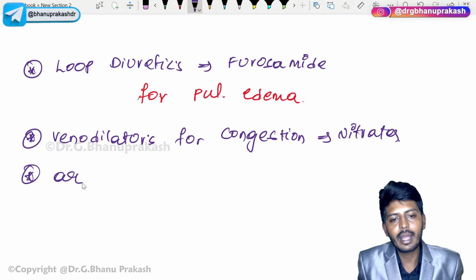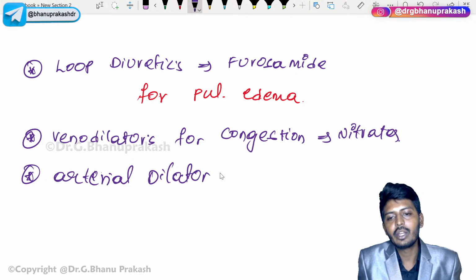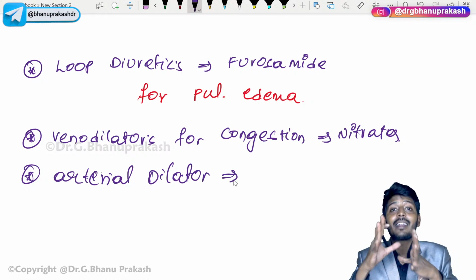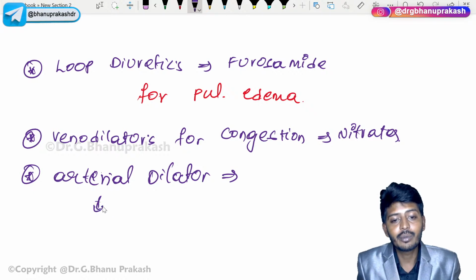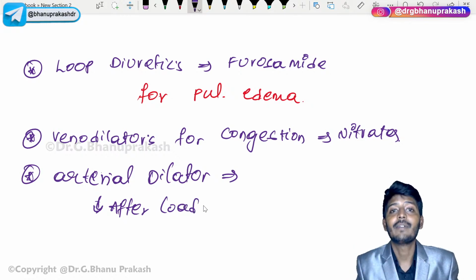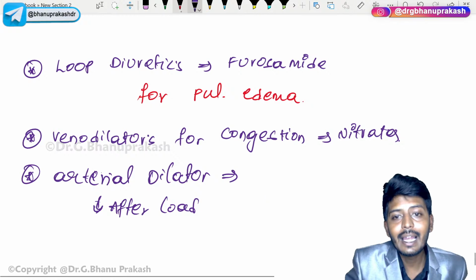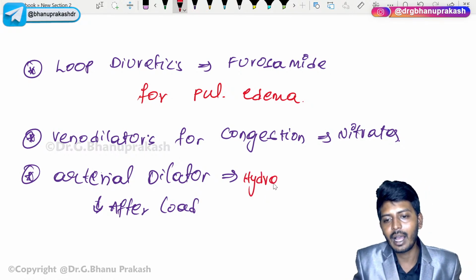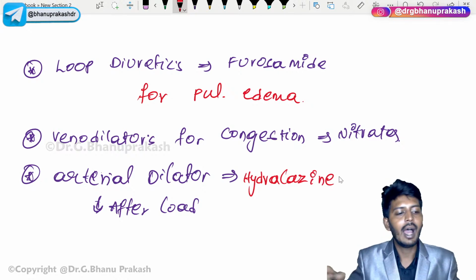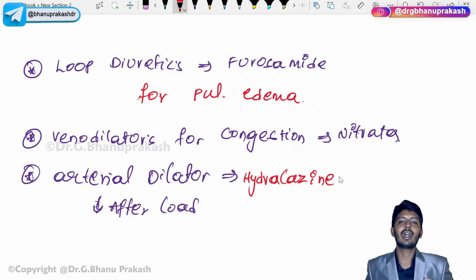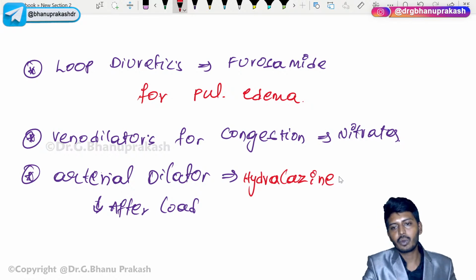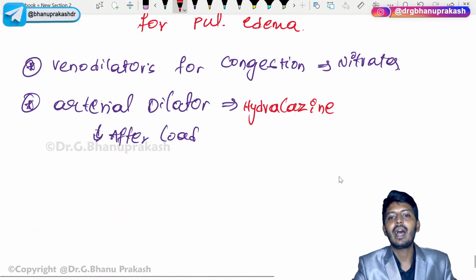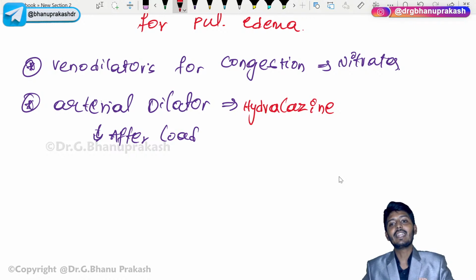And remember, arterial dilators are used for improving blood supply, because if arteries are dilated, that will decrease one of the most important factors, the afterload on the heart, because pumping can occur very easily then. Arterial dilators such as hydralazine can be considered for improving the blood supply. So this is the role of arterial dilators and venodilators, specifically in the treatment of heart failure.